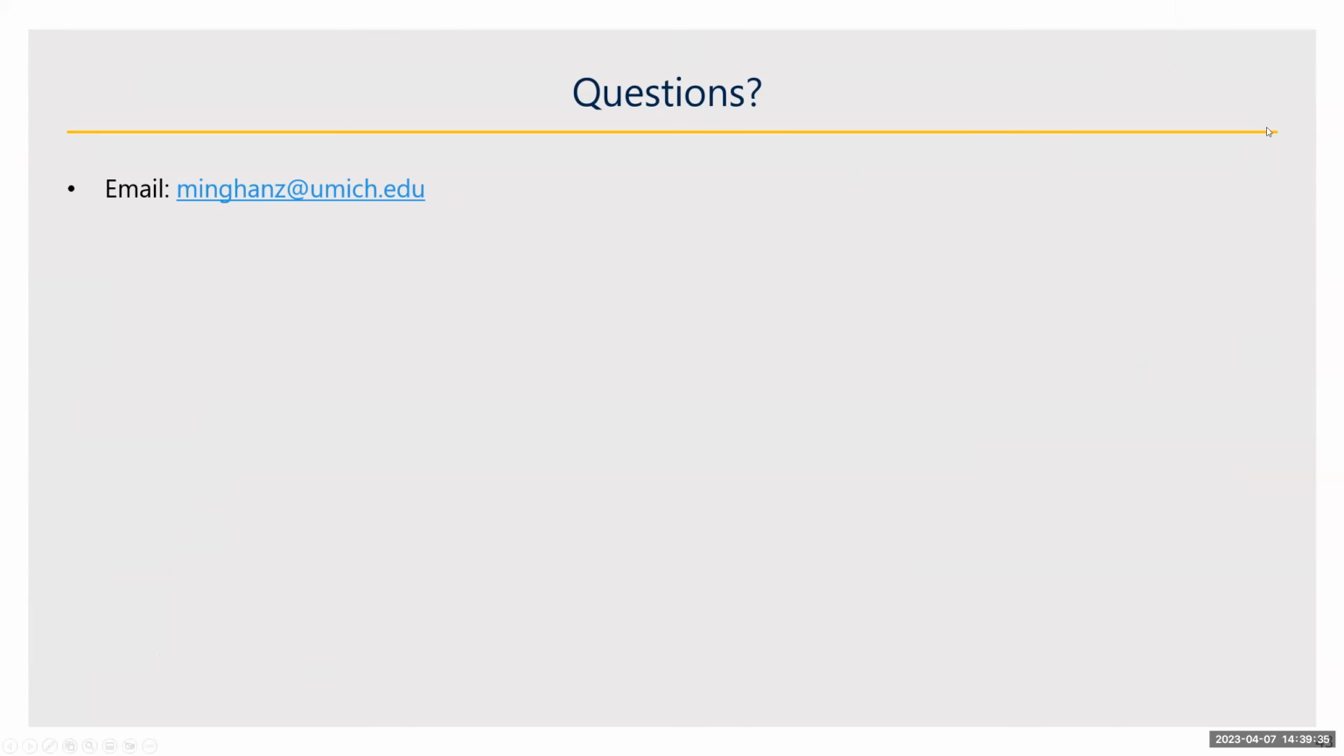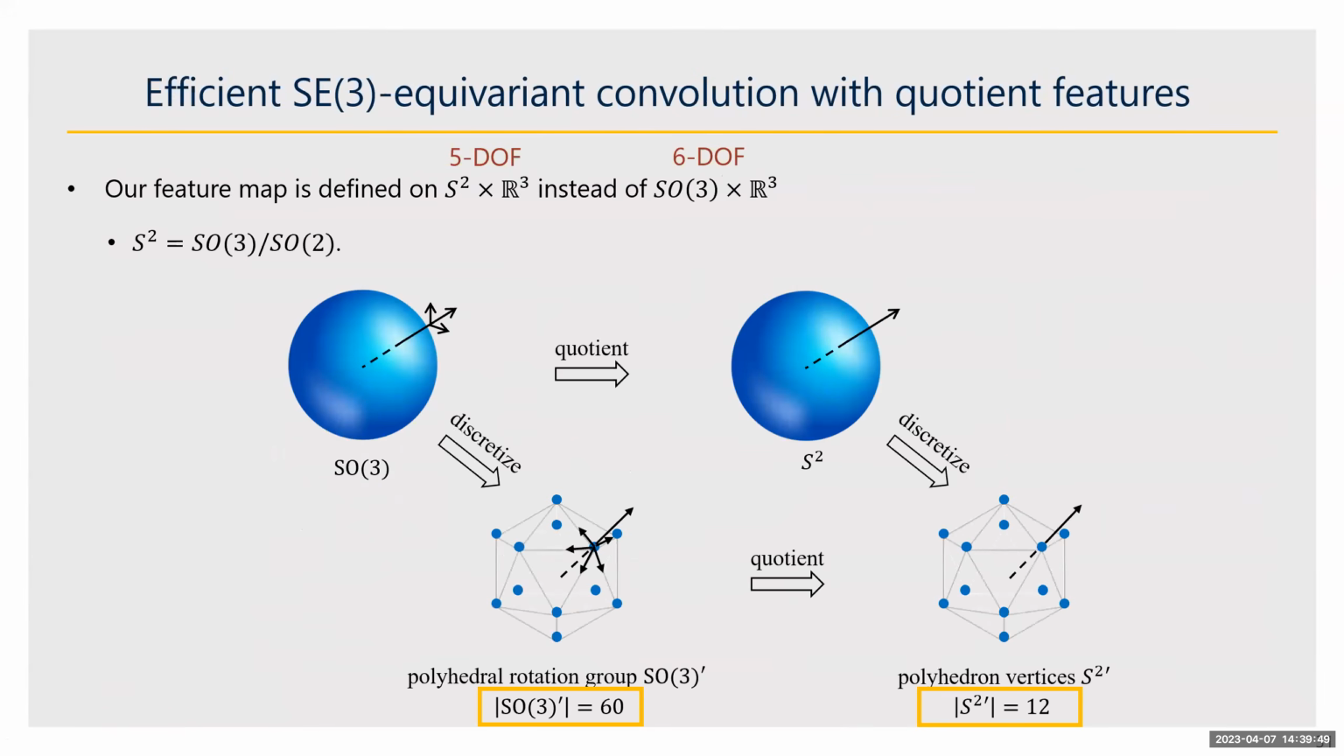Hi, Minghan. Hi. I have a question about the quotient space you mentioned. How do you come up with the idea to divide by SO2 rather than other spaces? You mean how do we come up with this idea? Yeah, why do you have the quotient space of SO3 divided by SO2? Why do we make that choice?